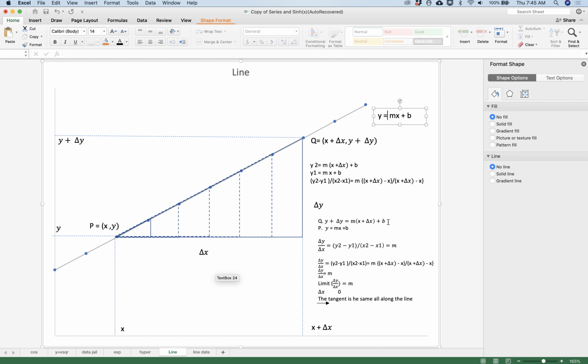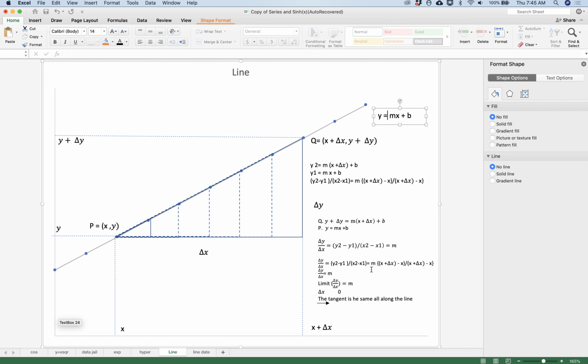And so we have a situation where when we take a look at the change in y over the change in x, which is y2 minus y1 over x2 minus x1, well, in this case, here are the coordinates. This is y2 up here, and this is y1. And we have x2 up here, and x1 down there. And that's going to give us the slope.